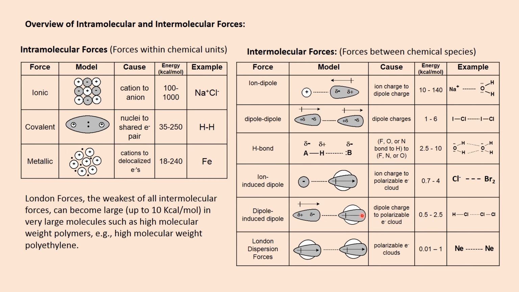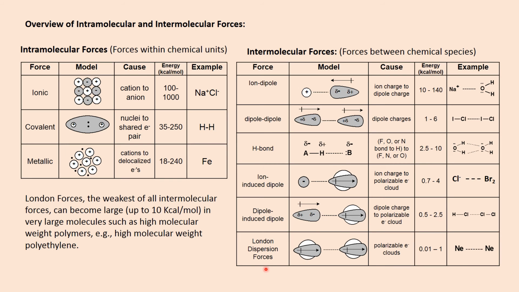The end of the chlorine molecule that is farthest from the chloride becomes delta minus, as electrons in chlorine tend to flee away from it. This is called a dipole, induced dipole, intermolecular attraction. Strength ranges from 0.5 to 2.5 kcals per mole.